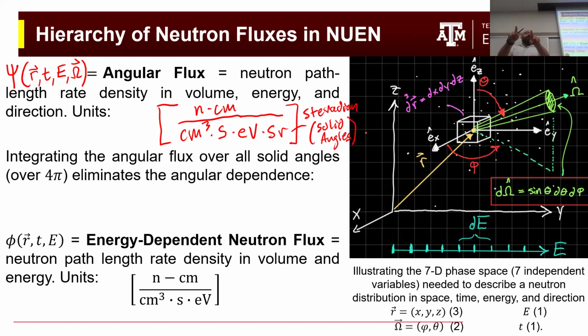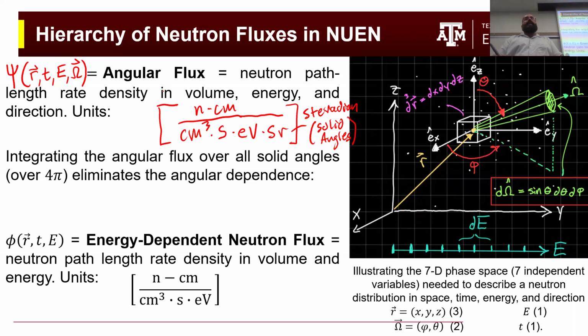So that's the most complicated way that you could talk about neutrons in a reactor, with the angular flux. And there's an equation you could solve for the angular flux, which is called the neutron transport equation. We're not going to deal with transport in this class. The angular flux is kind of a grad school level topic. I'm just introducing it this far so that we can understand the hierarchy of the different scalar fluxes.